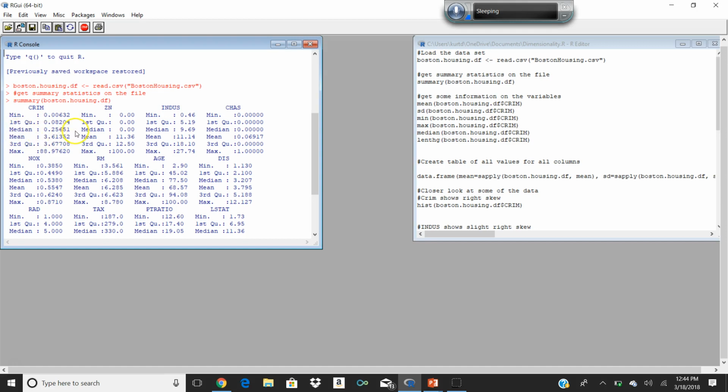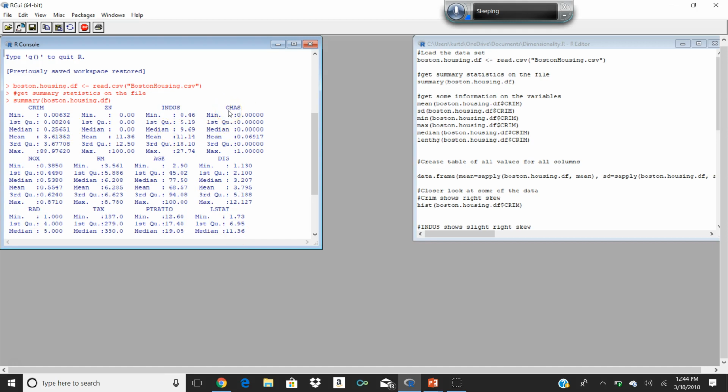The median is the middle value. The mean is the average. The third quartile is 75%: 25% of the points are above it, and 75% of the points are below it. And then your maximum value, which is 88.97. That is just for this particular field. There are 14 fields in this file, so it gave us those values for each one of those 14 fields.